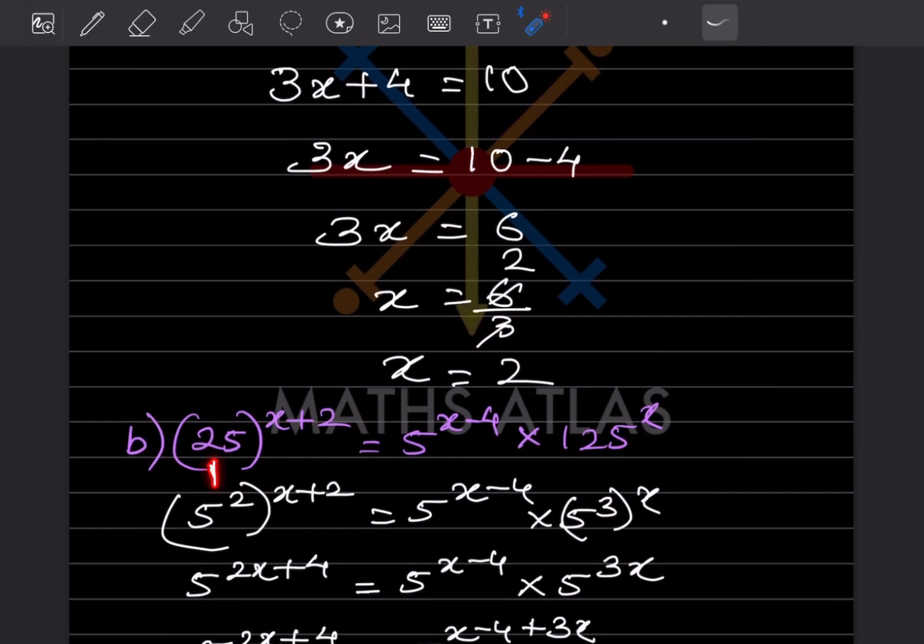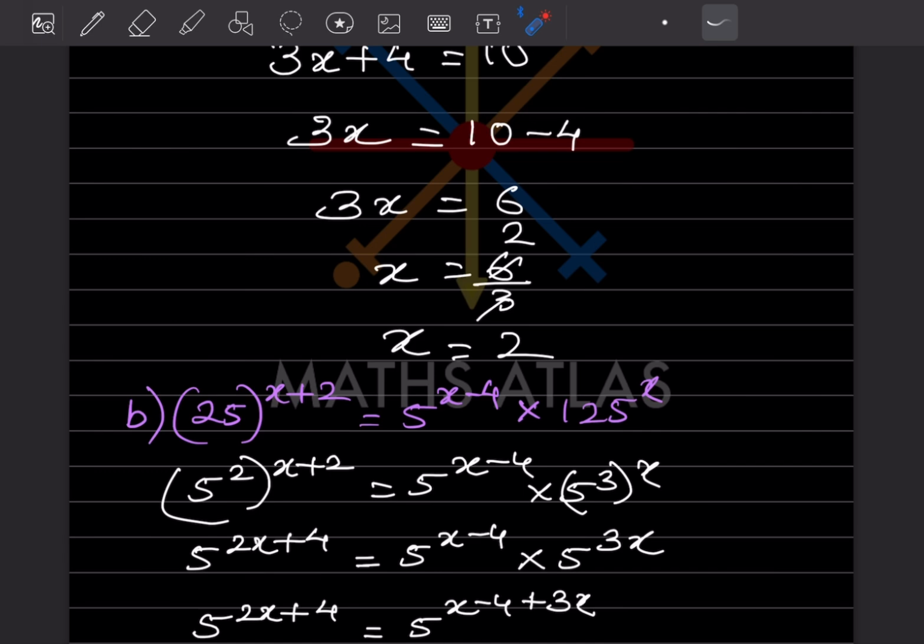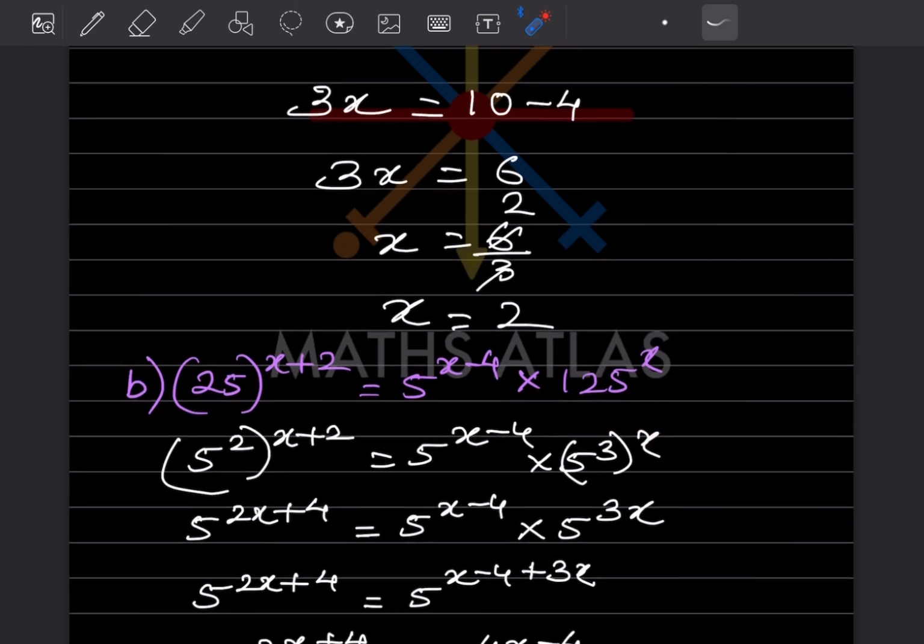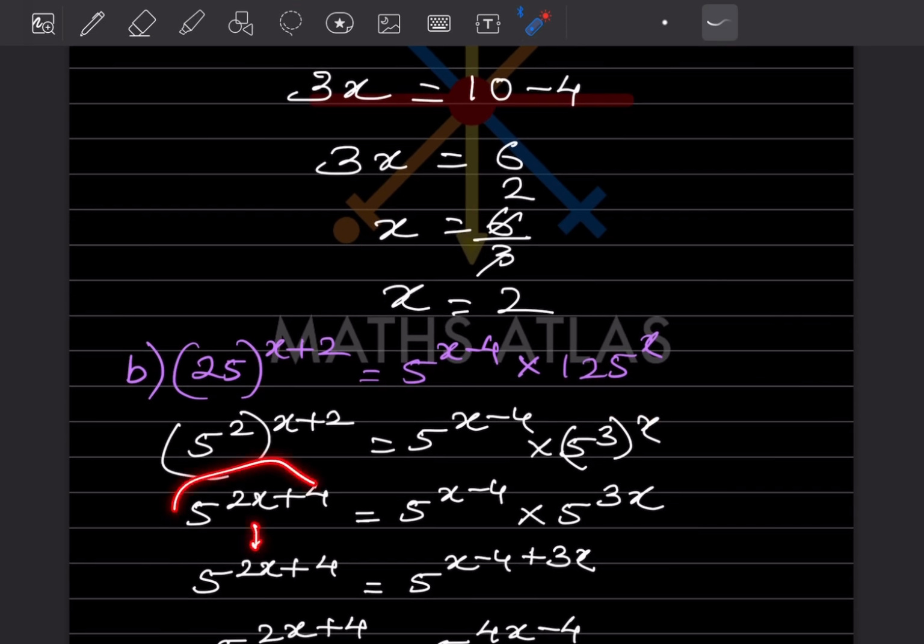Now here again, you can write this one as 5 raised to 2 into x plus 2. This is 5 raised to x minus 4, and this 125 will be 5 cube raised to x. Now there are two terms over here, so it should be multiplied by this one, 2x plus 4. So this is 2x plus 4. This stays the same, and this is going to be 3 raised to x, because a raised to m, all raised to n, will be a raised to mn, multiplied. Now we will write this the same.